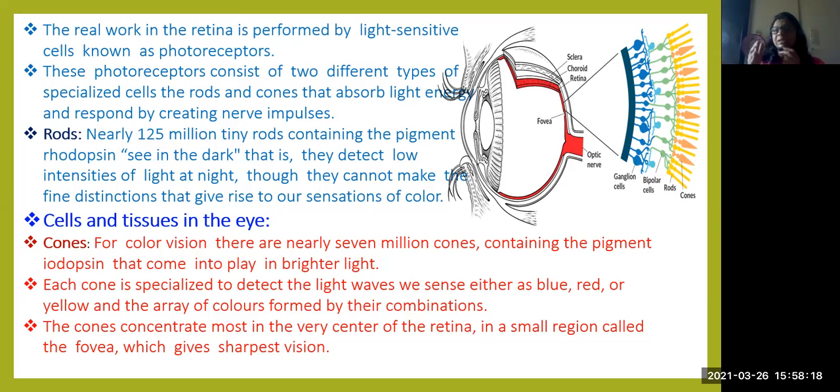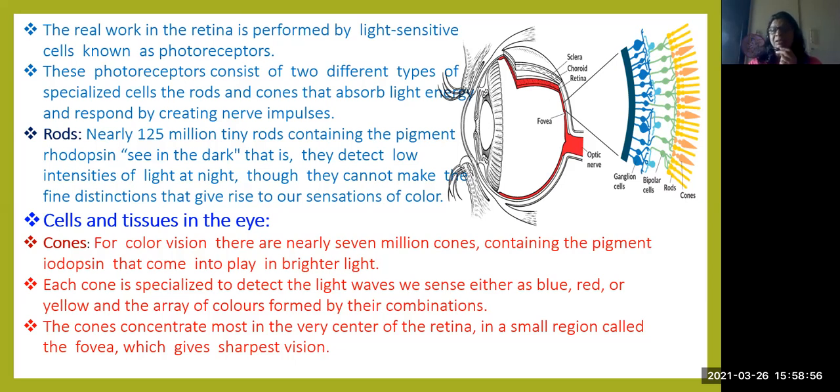So all these color image is depending upon what? Absorption of wavelength. According to wavelength absorption, then we can see different colors that we have in the image. Okay. The cones concentrate most in the very center of the retina. So in one part, the number of cones is more. That part is called what? Fovea. Okay, fovea has the sharpest vision where we can get proper color pictures.